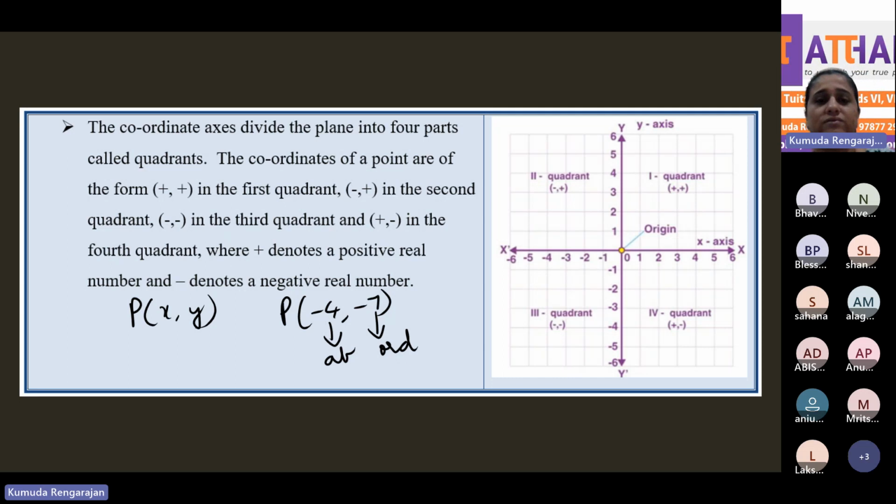Similarly, the Y coordinate -7 represents the perpendicular distance of the point P from the X axis. And it's 7 units. And we also understood that a point can lie in one of the 4 quadrants, or it can lie on the x-axis or on the y-axis.